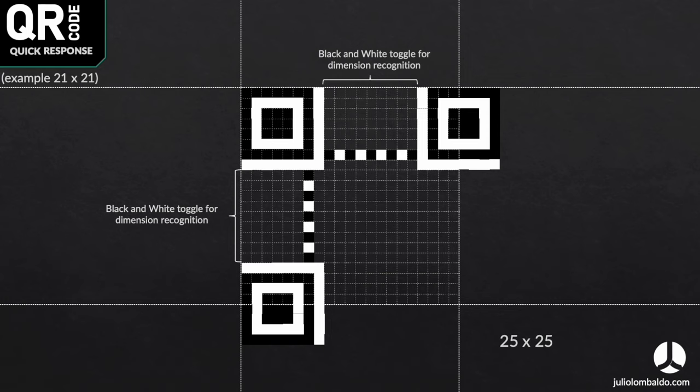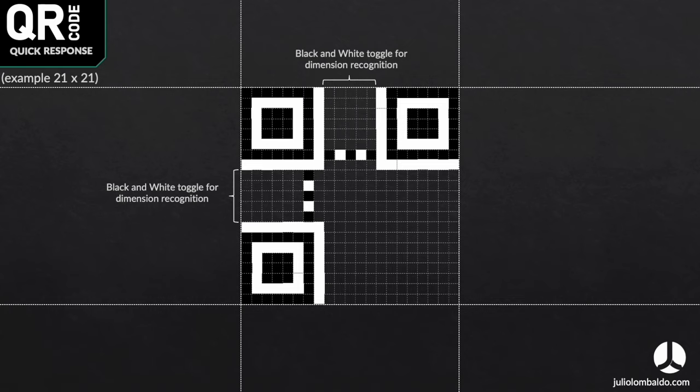In this case, we have not just five squares. We have nine squares to have another dimension between three sets of squares, okay? These squares are black and white toggle, okay? So to continue here, we need to continue in the 21 by 21 example.